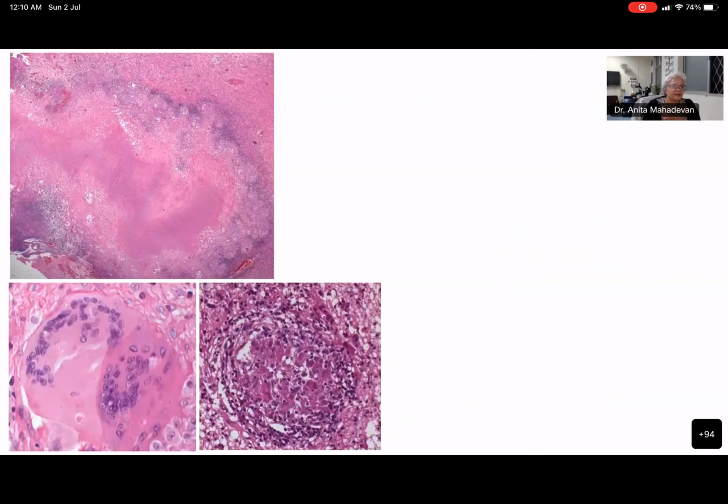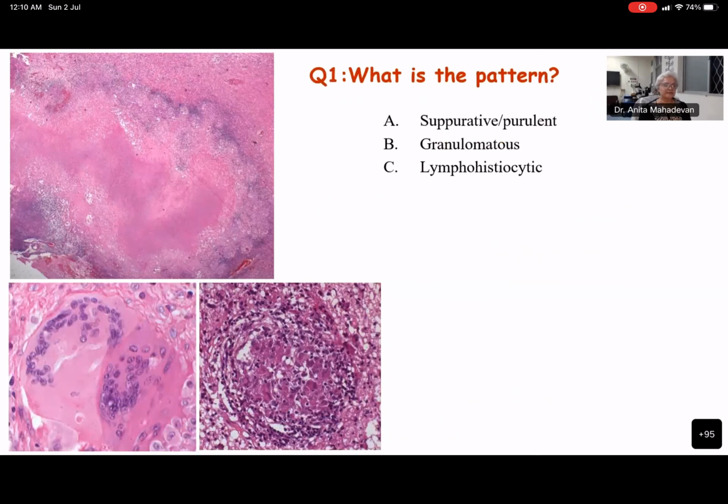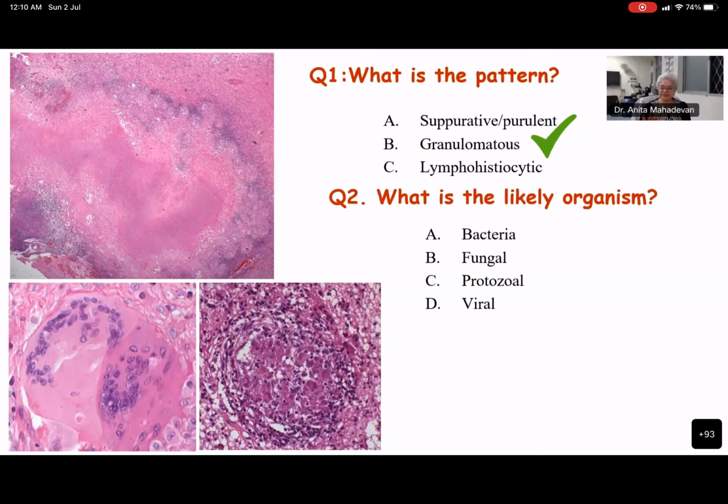Okay. All right. Here's your favorite. Same questions again. What's the pattern? Is it suppurative? Is it granulomatous? Granulomatous. Very good. Likely organism. I don't even need to give you 5 seconds. Yes. What is the likely organism? Could be bacterial. That may be bacterial or fungal. You want to subclassify the bacterial and fungal? Bacteria. Mycobacterium. Obviously, very good.